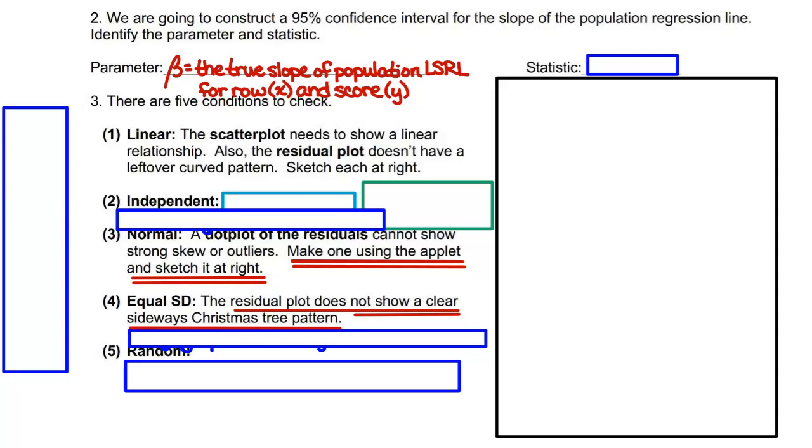The true slope of the population least squares regression line, that part's going to stay exactly the same for all of the confidence intervals or significance tests that you do for slope. But your context here is going to change for X and for Y. What do you think our statistic would be? That's exactly right. The slope of our least squares regression line, so negative 1.517.